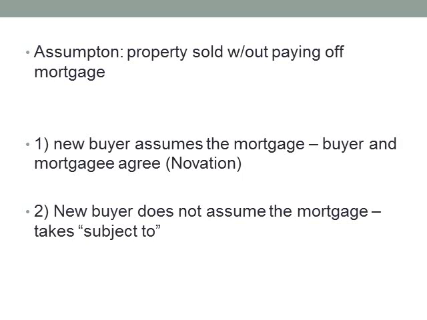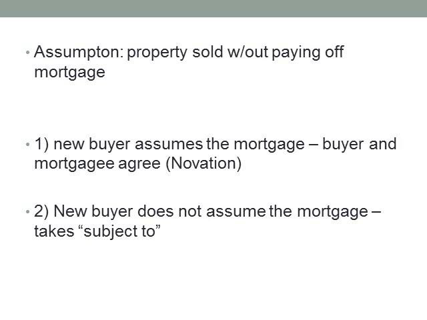And then we have assumption. They have a nice little chart in the book with regards to assumption. But this is when property is sold without paying off the mortgage. We have two ways that this happens. A new buyer comes in and assumes the mortgage, which means they agree to pay the seller's debt. That's part of taking it over or assuming it.